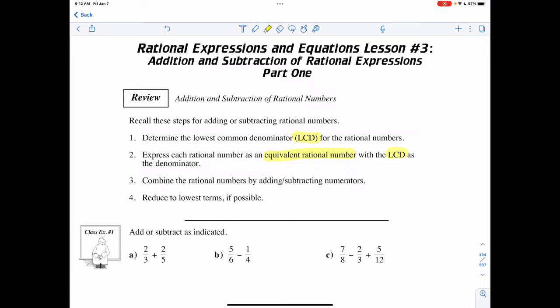I'm going to express each rational number as an equivalent rational number with the LCD as the denominator. So figure out what I need to multiply the numerator and denominator of each fraction by to make the denominators match. And then I would just combine by adding or subtracting just the numerators, because as long as they have the same denominator, the denominator is going to stay the same. And the last step is I would try and reduce if it is possible.